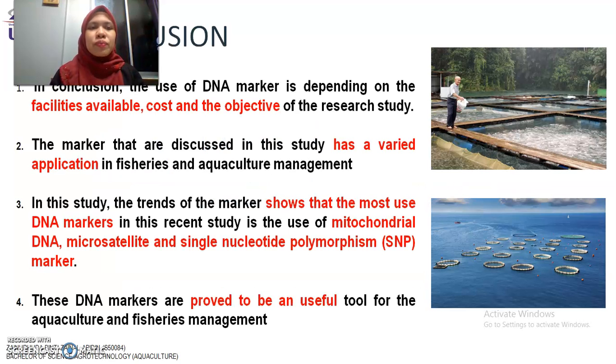So, in the conclusion, what I can conclude from this review is that all of the markers have been discussed in varied types of application in fisheries and aquaculture management, and the use of the DNA marker depends on the facilities available, the cost, and the objective of the research study. The trends show that the most used DNA markers in recent studies are mtDNA, microsatellite, and SNP marker. And through this study also, I have seen that all of these DNA markers are proven to be useful tools for aquaculture and fisheries management.